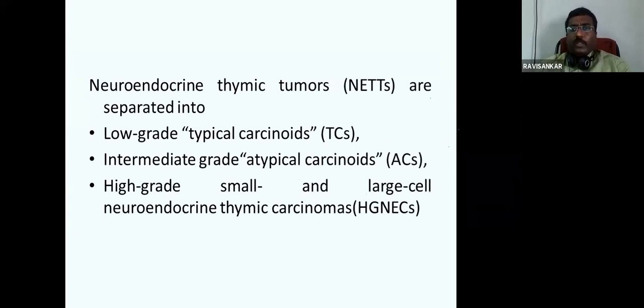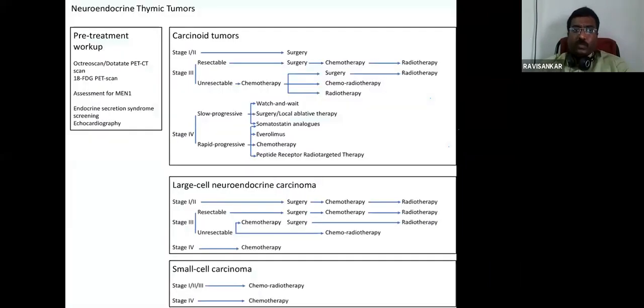Neuroendocrine tumors are classified into typical carcinoids, atypical carcinoids, or high-grade thymic carcinomas. Like in lung, we divide into typical carcinoids, atypical carcinoids, or small cell carcinoma. I'm not going to detail it, but usually neuroendocrine tumors are better treated with surgery. Carcinoid tumors. When you have stage 4 disease, if they are slow progressing, you can go for somatostatin analogs. It's common for more or less all the neuroendocrine tumors, extrapolated from the pancreatic neuroendocrine tumor guidelines.